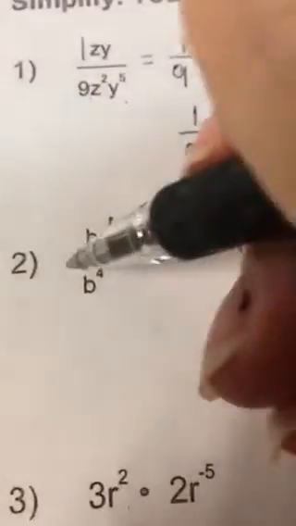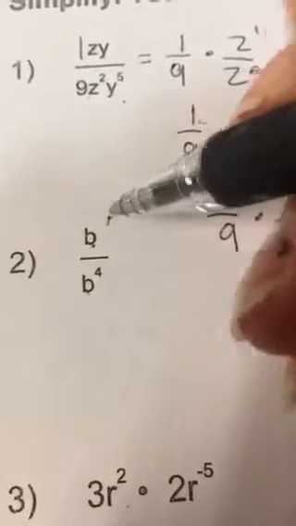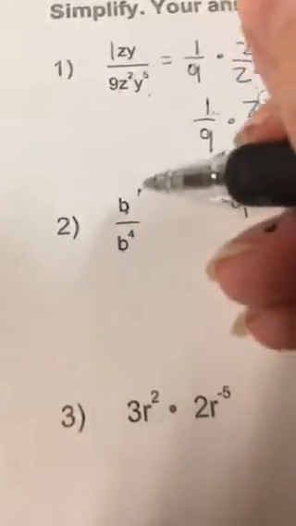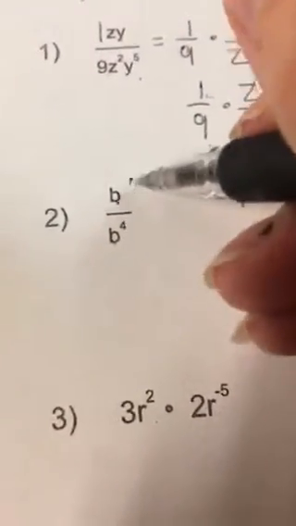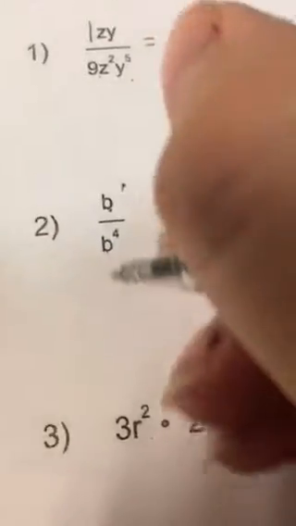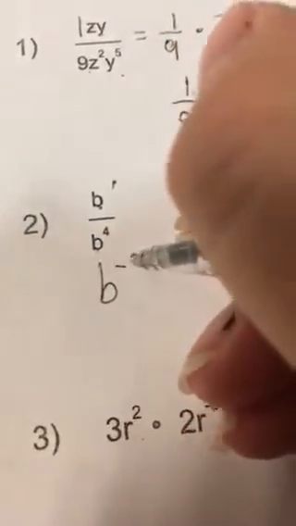Number 2 is also dividing. I know that if an exponent isn't written, it's an exponent of 1. I have the same base, so I'm just going to divide. I'm going to subtract. So 1 minus 4 is negative 3. So this becomes b to the negative 3.